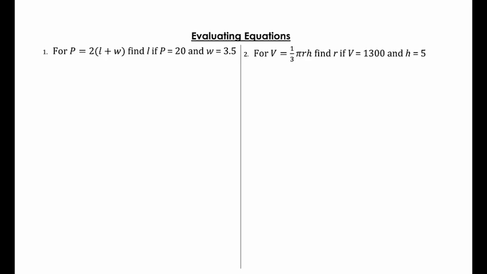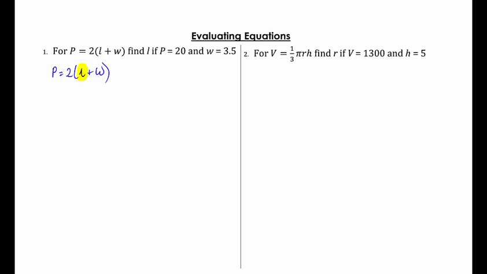This video goes through evaluating equations. The first question is: for P equals 2L plus W, find L if P equals 20 and W equals 3.5. So I'm going to start by writing my equation. P equals 2L plus W, and it wants me to find L.